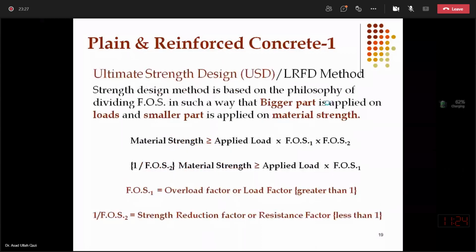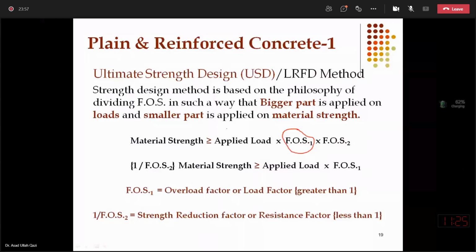While in USD, what will happen, you will find that factor of safety will appear on both sides of the equation. You will increase the demand by multiplying the load with load factors, which will be more than one in most of the cases.